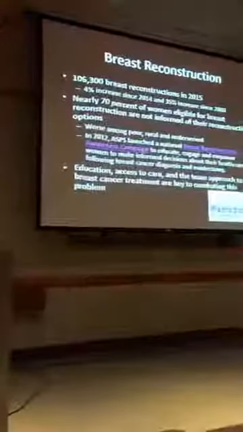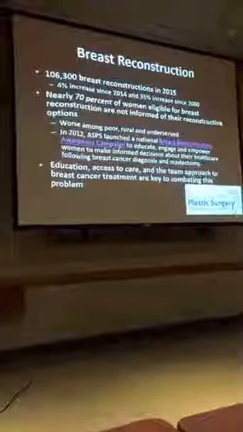It's important to know that while we've made some improvements over the years, and I showed you before that breast reconstruction is up 4% since last year, and since the year 2000, our numbers have actually gone up about 35%. In 2015, we did 106,300 breast reconstructions according to the American Society numbers. Well, out of 200,000 women diagnosed with breast cancer, that's still pretty bad. Most women are going to be good candidates, and studies have found that nearly 70% of women who are eligible for breast reconstruction aren't told they have an option.